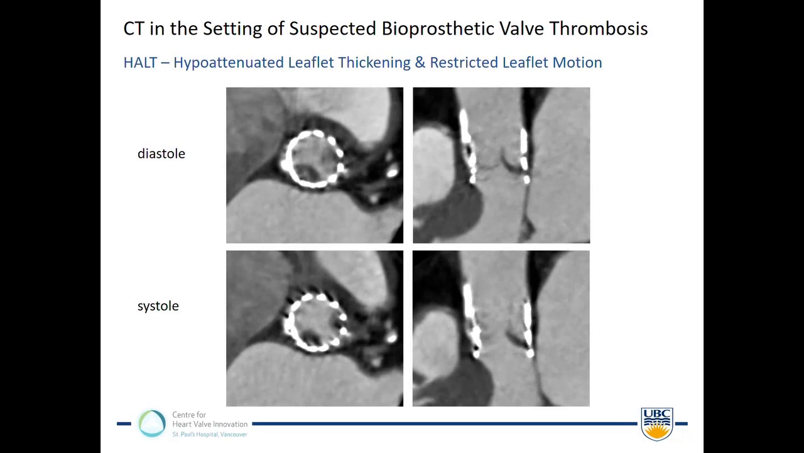Here, a case with leaflet thrombosis. I think it's very easy to identify. Two out of 3 leaflets demonstrate significant thickening. In the upper right-hand image in diastole, you can see how it extends from the base. It's thicker at the base and then thins or peters out towards the tip of the leaflet. We often refer to that as a meniscal-shaped hypoattenuation pattern. In systole, same finding. That leaflet is completely restricted, largely immobile.